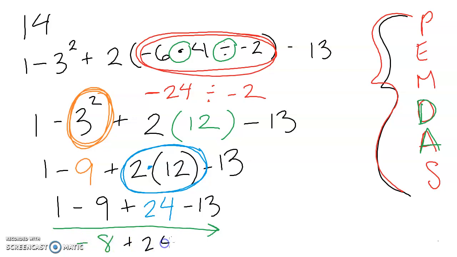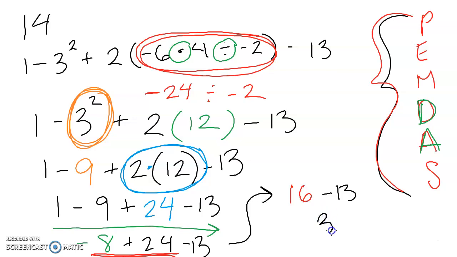Then we have plus 24 minus 13. All right, and then let's see, with this, you have a negative 8 plus a 24, which will give you a 16 minus 13. So I've moved up here. And then 16 minus 13 is going to be 3. So 3 is your final answer for the third expression in 14.